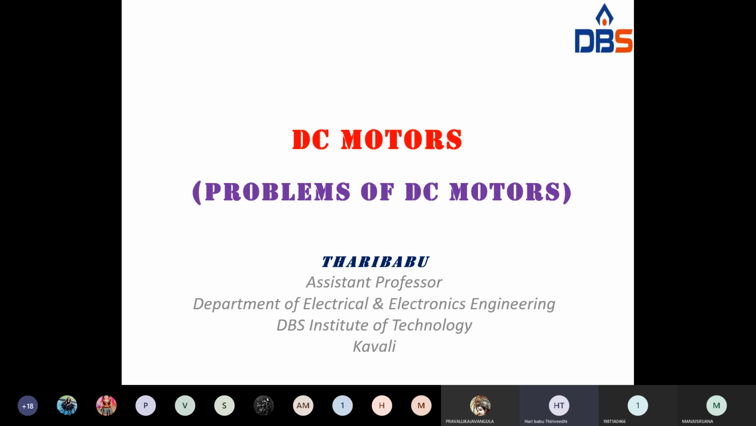What is the generator action? Whenever a conductor cuts the magnetic flux, an EMF is induced in the conductor. That EMF is always opposite to the supply voltage. According to Lenz's law, the EMF induced in the motor is always opposite to that of the supply voltage, right? That EMF is called back EMF. Because of back EMF, the motor is self-regulating. That is the significance of back EMF.